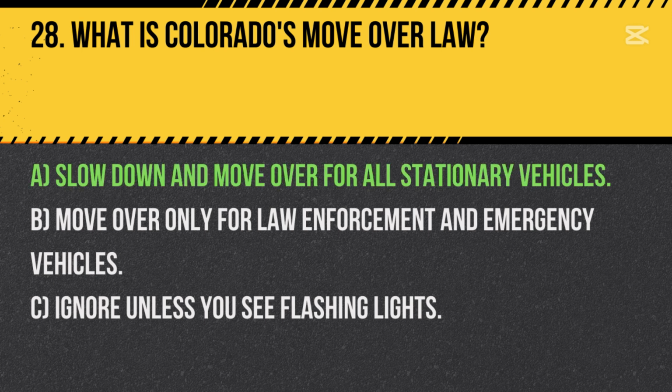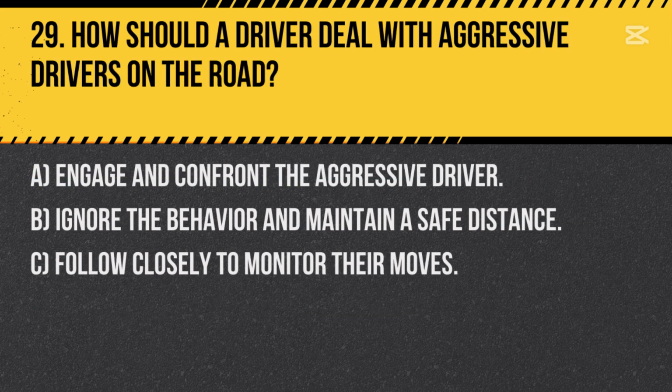Answer A. Slow down and move over for all stationary vehicles. The law requires drivers to move over a lane, if safe to do so, or slow down when approaching stationary vehicles displaying flashing lights. Question 29. How should a driver deal with aggressive drivers on the road?